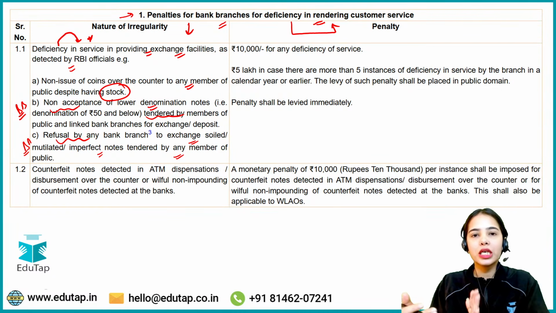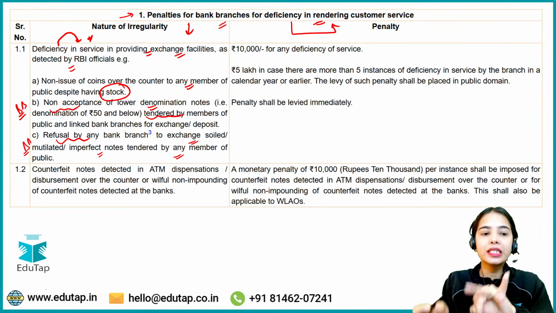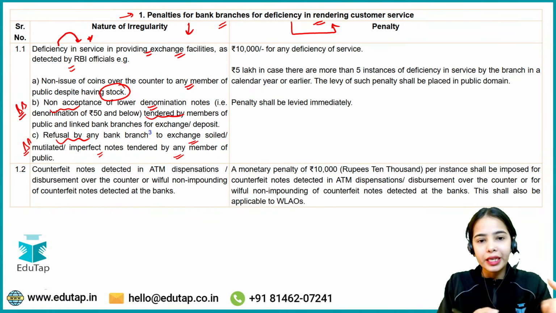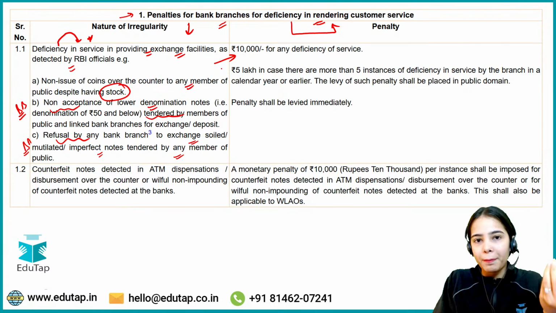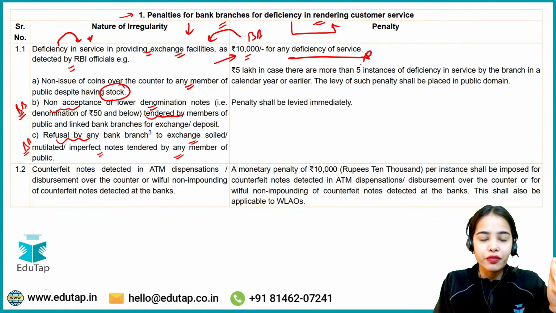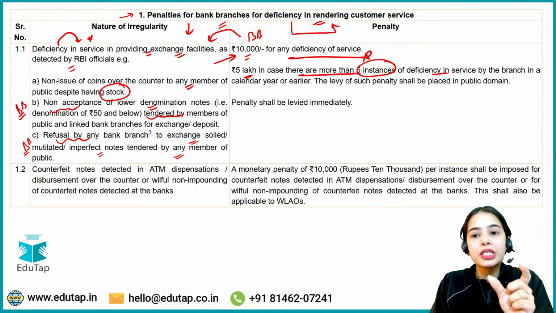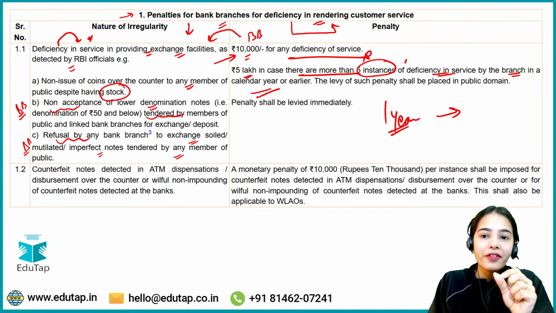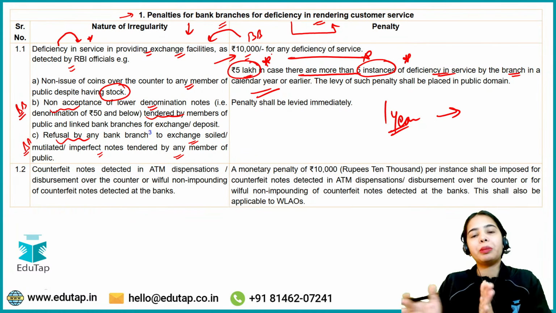So if there is any deficiency in service by the bank branches, either they are not issuing the coins even if they have the stock of coins, they are not accepting the lower denomination notes, or they are refusing to exchange the soiled notes or mutilated notes, in any of these cases, the penalty will be applied on the bank branch which is having the deficiency of service: 10,000 rupees for any deficiency of service, and 5 lakh rupees in case there are more than 5 instances of deficiency in service by the branch in a calendar year. So in 1 year, if there are more than 5 instances of deficiency in service, then 5 lakh rupees will be levied as penalty.